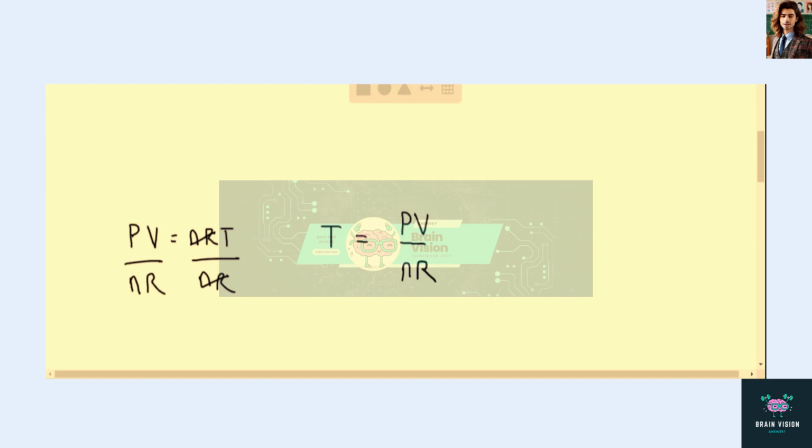So now all we have to do, since we know n is going to be fixed and R is just a constant, we just have to plug in different values of P and V here. So that's exactly what we're going to do.